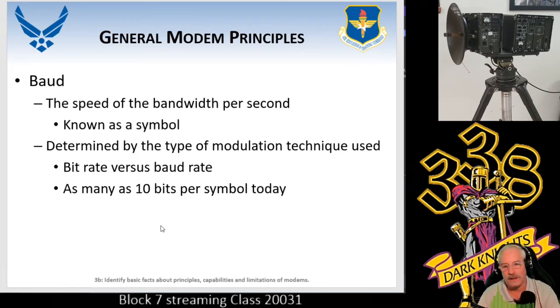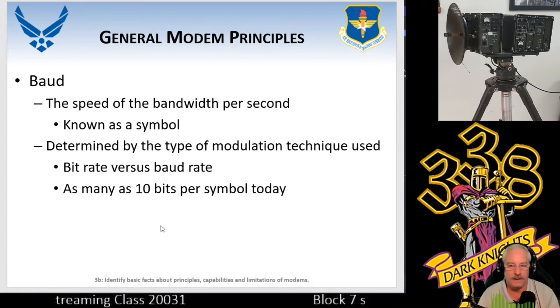This is what's leading up to, when we do the bit rate, baud rate, and so forth and so on. This is how they wanted us to teach this. Okay, we are basically the individuals that just have to deliver what the senior leadership wants.